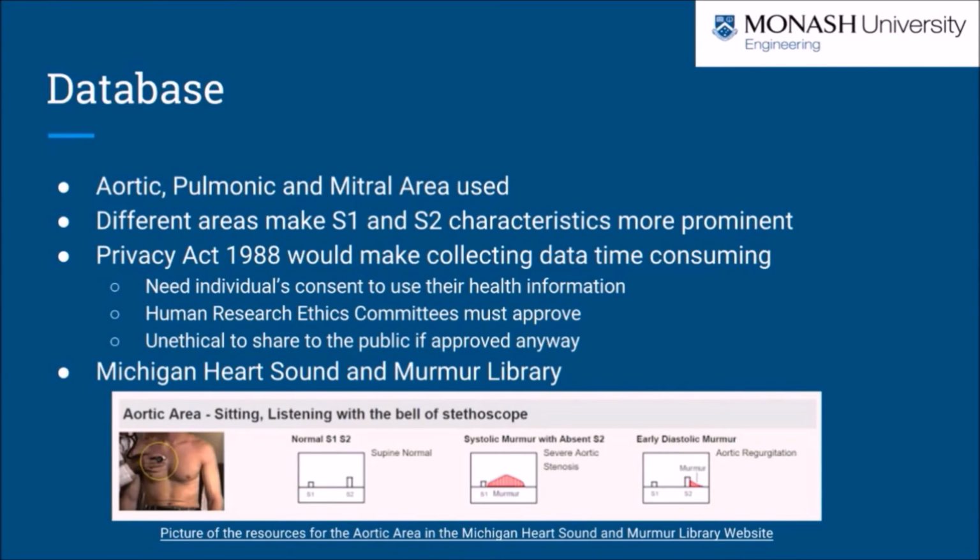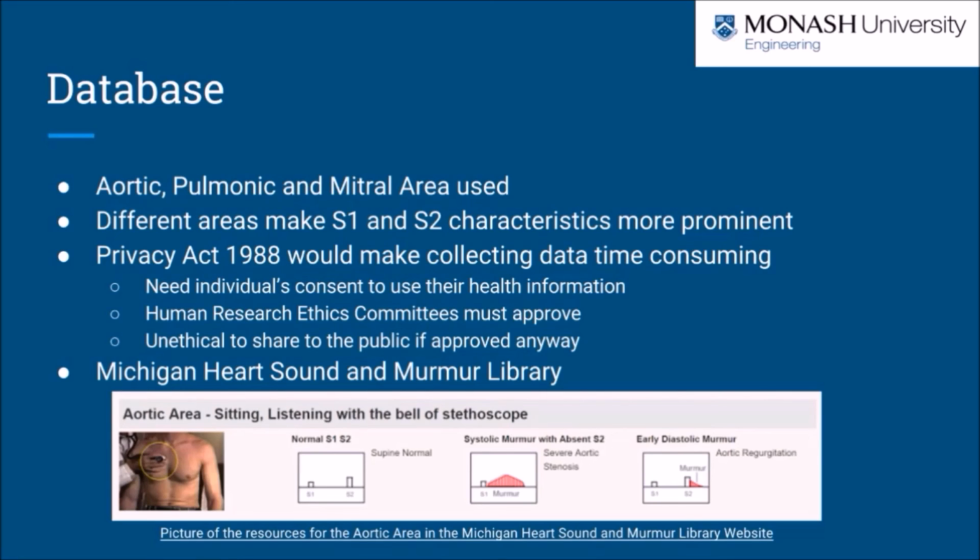In our database, we have used heart sounds from the aortic, pulmonic, and mitral area of the heart. The reason to have different heart sounds at different areas is because the S1 characteristic of a heartbeat may be more prominent than the S2 characteristic, and vice versa. And so that's why we collect various heartbeats at various locations. We get these heartbeat sounds from the Michigan Heart Sound and Murmur Library, which can be found online, which has a brief description of any heart issues from its associated heart murmur.